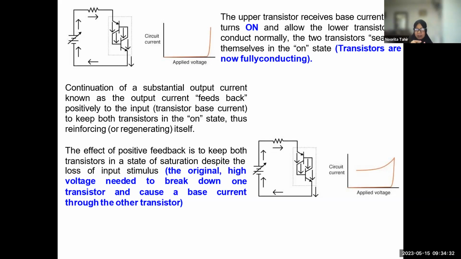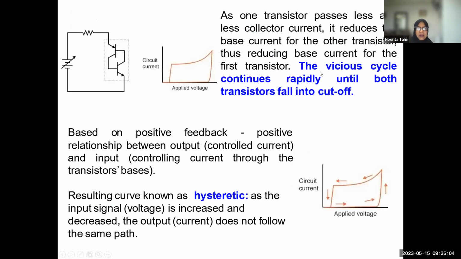So secara dasarnya, high voltage is needed to break down one transistor and cause a base current through the other transistor. Mula-mula. Tapi bila dua-dua transistor dah activate and dia dah regenerate themselves, even though kita reducekan the input voltage, they will still not off until a very low one, baru dia akan stop conducting. Okay, this is how it happens.